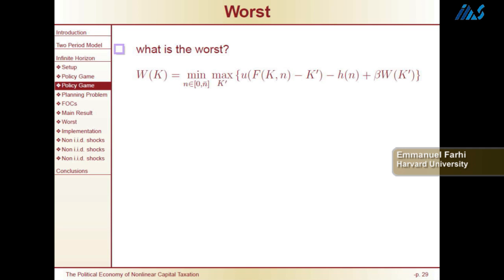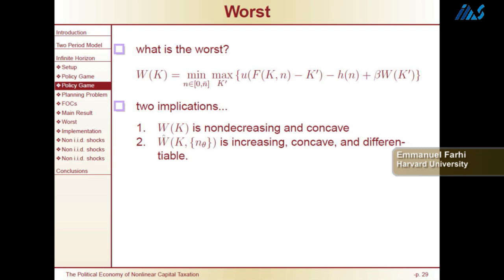So the worst is the solution of a min-max problem. It's not always the case, but you can show that it's the case in this problem. Where you max over investment and you minimize over labor. And you can just see from this problem that you're going to have two implications: that the worst is going to be non-decreasing and concave, and that this payoff W hat is going to be increasing, concave, and differentiable.